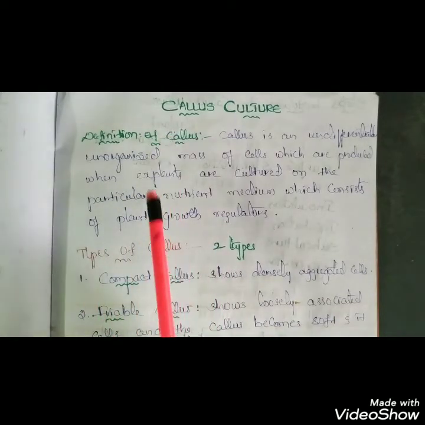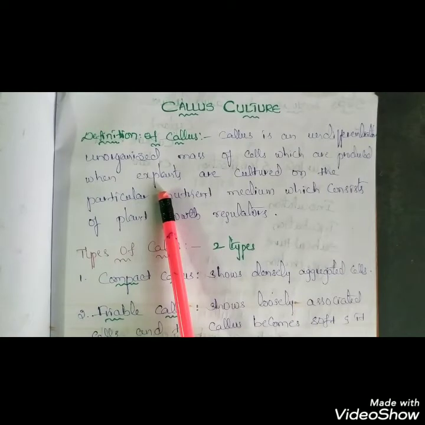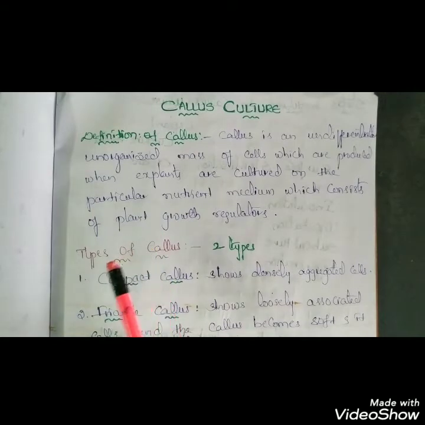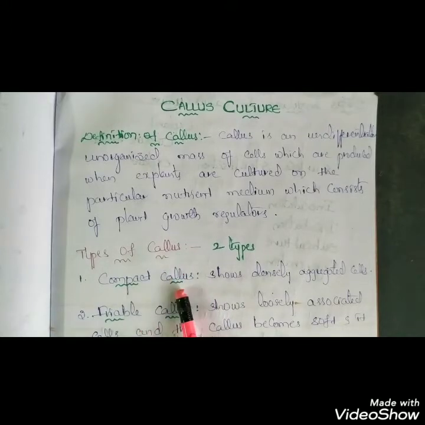For the culture of callus, we can take different types of explants such as leaf, root, shoot, etc. Let us see the types of callus. There are two types of callus. One is compact callus, another one is friable callus.